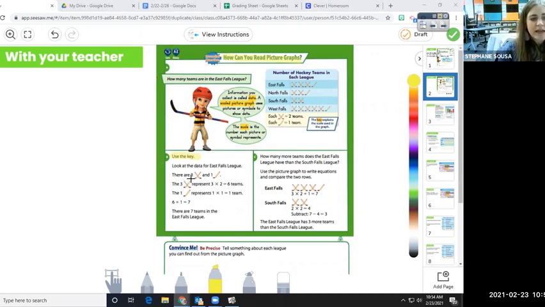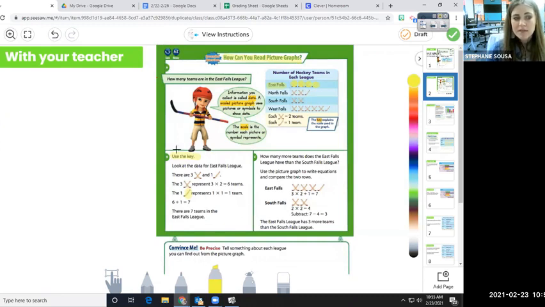All right, so we're going to look at that. There are 3 hockey stick doubles and 1 half hockey stick. Okay, so East Falls League right here, there are 3 doubles and there's 1 single. The 3 doubles represents 3 times 2 because our key or our scale tells us we're counting by 2. 2, 4, 6. The half hockey stick represents 1 because what is half of 2? 1. So 2, 4, 6 plus 1 is 7. So 6 plus 1 is 7, and there are 7 teams in the East Falls League.